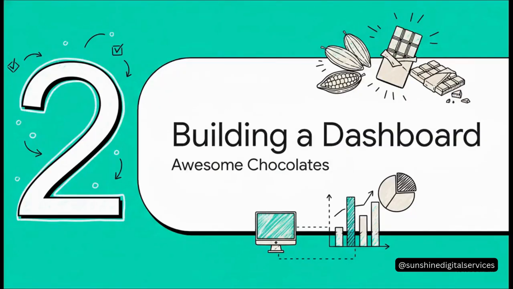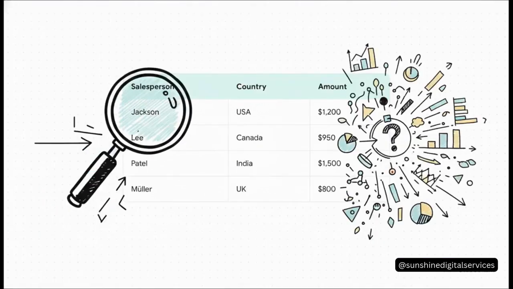Okay, theory is one thing, but let's get our hands dirty and make this real, right? To see how this actually works, we're going to grab some sample sales data from a made-up company we'll call Awesome Chocolates, and we're going to build our very first report together. So, this is what we're starting with. A pretty standard table, right? We've got columns for the salesperson, the country, how much they sold, and a few other details. Our whole goal here is to find the story that's hiding inside all these numbers.